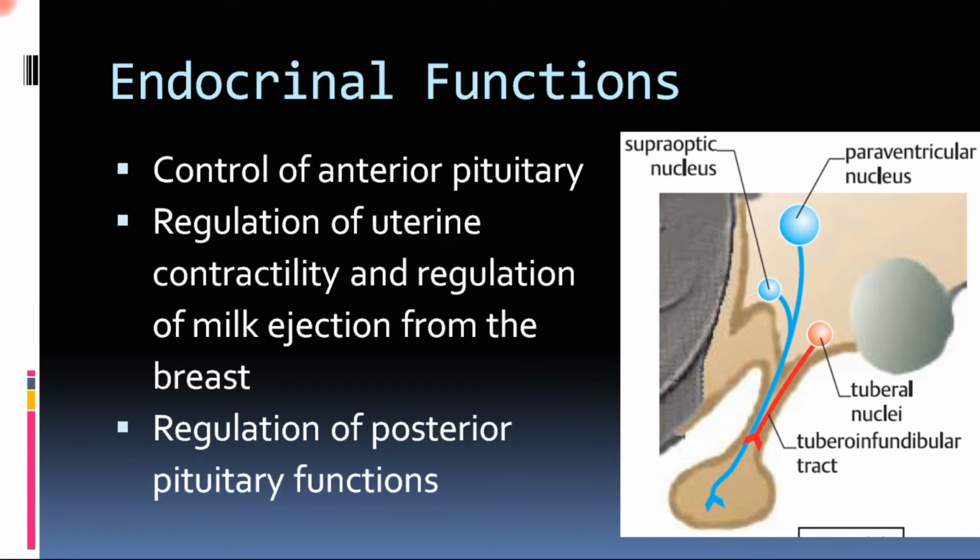Now coming to the endocrine functions. As we know already, in endocrinology we have studied that the hypothalamus controls the secretion of anterior pituitary hormones. So how does it control the secretion of anterior pituitary hormones? From the tuberal nuclei, it sends its axon which ends on the capillary bed of the hypophyseal portal system.